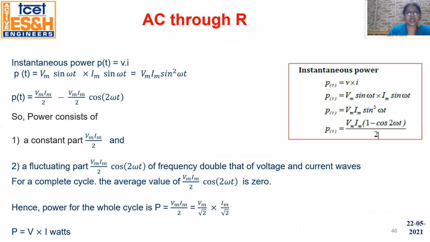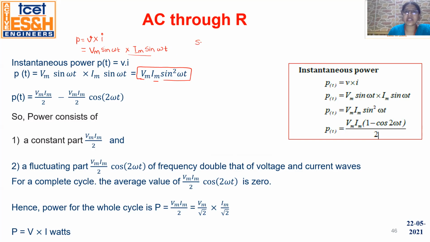Now, instantaneous power. Instantaneous power means it is the multiplication of instantaneous voltage multiplied by instantaneous current. And we know that the value of instantaneous voltage is Vm sin omega t multiplied by Im sin omega t. So the equation becomes Vm Im sin square omega t. Okay.